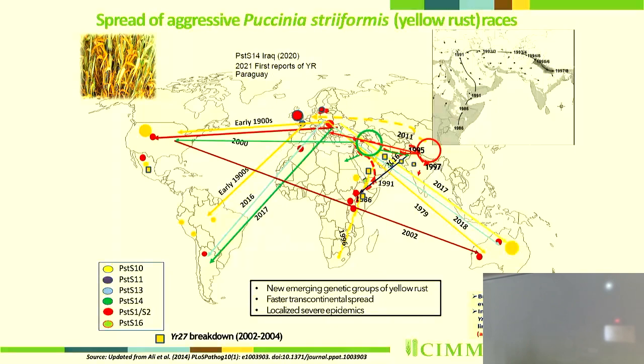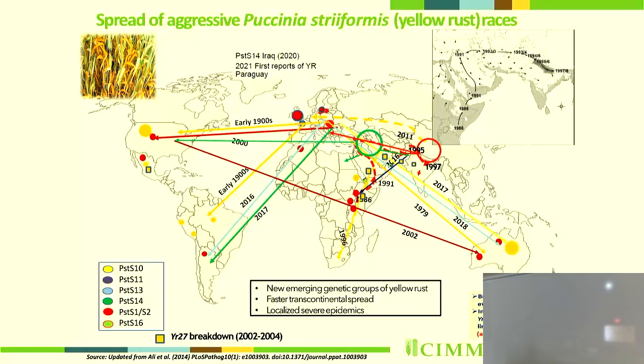Stripe rust races that are more aggressive and adapted to the warmer climate have migrated and spread across geography since 2000. This is a map adapted from Sajid's paper, where he showed the migration of the PstS pathotypes. Over time, a lot of arrows have been added, and race shift towards higher levels of mutations for virulences within these PstS populations has resulted in the vulnerability of widely deployed cultivars around the globe.